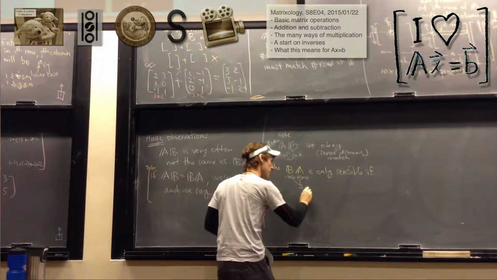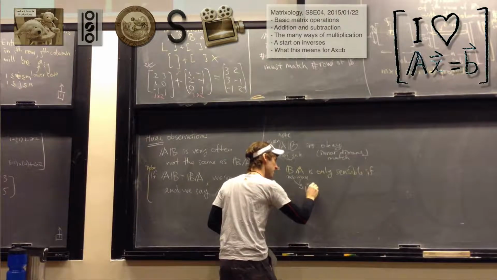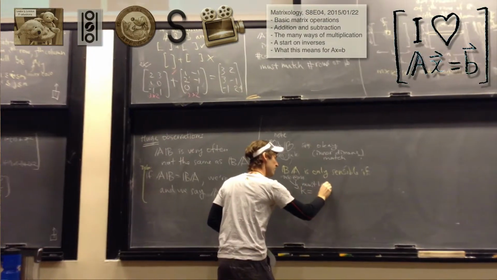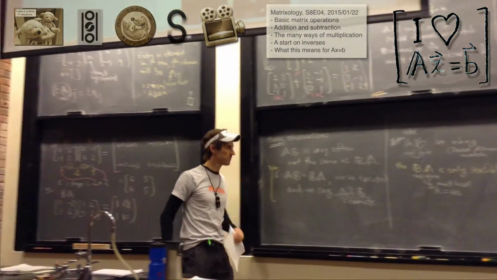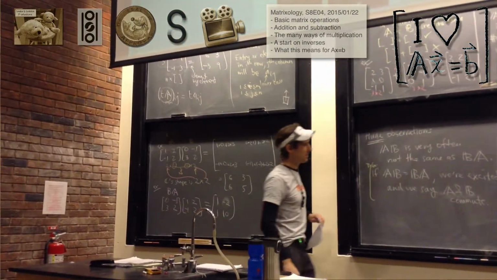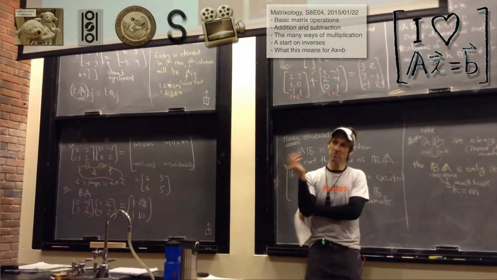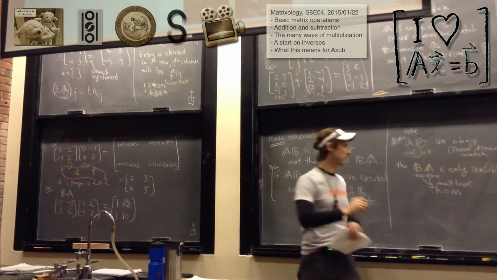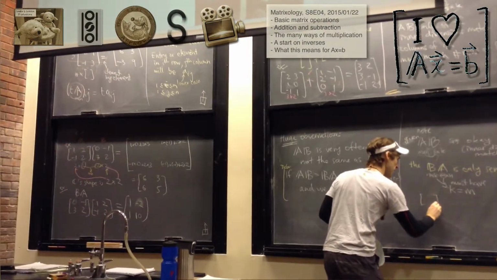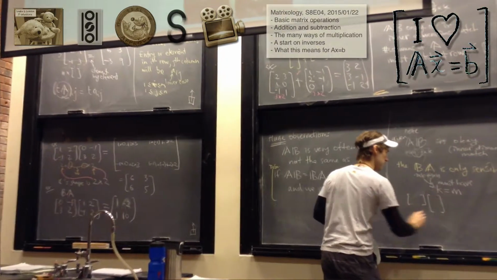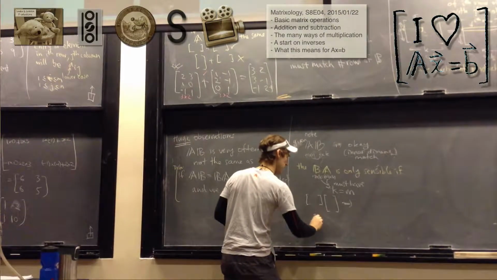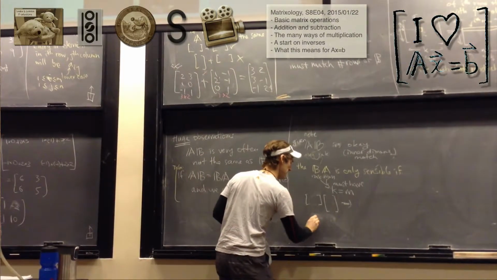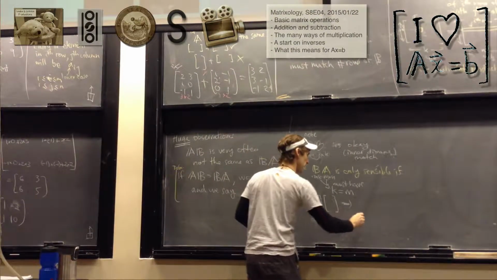They have to match, so K must equal M. Interesting. Good. For it even to be defined. And there's one more thing. So that's just a start. That means this kind of thing is OK. So we could do this. If this is AB, then this would be OK.